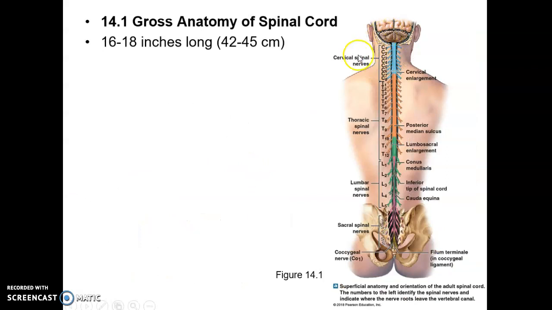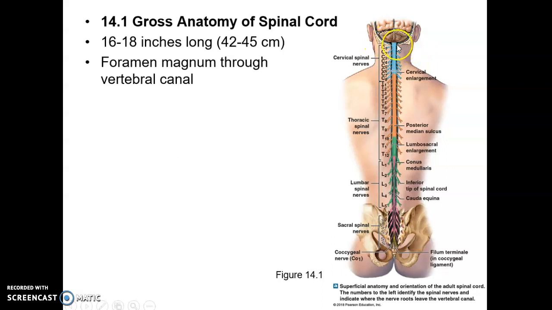Okay, overall anatomy. Your spinal cord is 14 to 18 inches long, approximately, depending on your height. If you're very short in stature, it might be less than 16 inches. If you're really tall, it might be more than 18 inches. It's about 42 to 45 centimeters. And your spinal cord runs from the base of the brain, exiting the cranium through the foramen magnum, if you remember that opening in the occipital bone. And it's continuous with the brain.